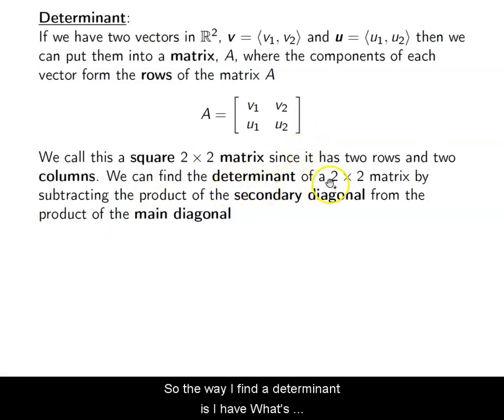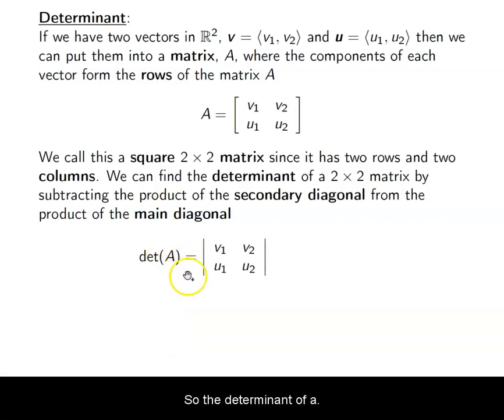So the way I find the determinant is I have what's called the main diagonal. Right, so that starts in the first upper left position, and it moves diagonally along the diagonal. So that's V1 and U2. That's the main diagonal. The secondary diagonal is the same diagonal but moves in the opposite direction. So it starts in the lower left, and then I use the upper right term.